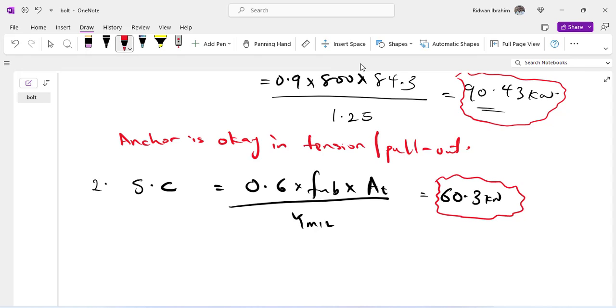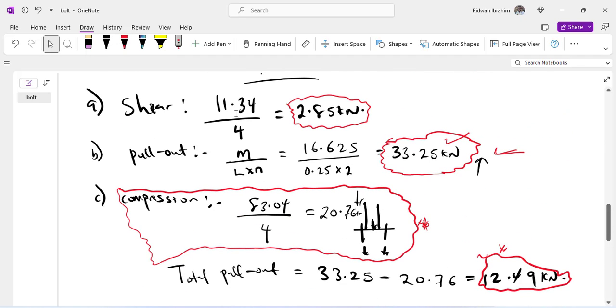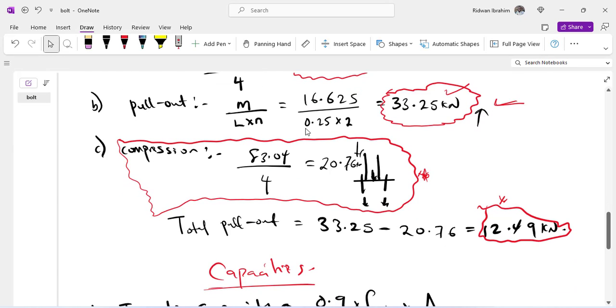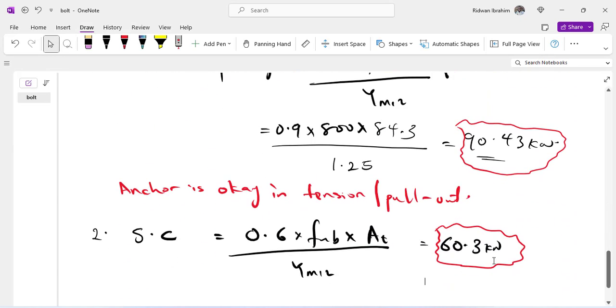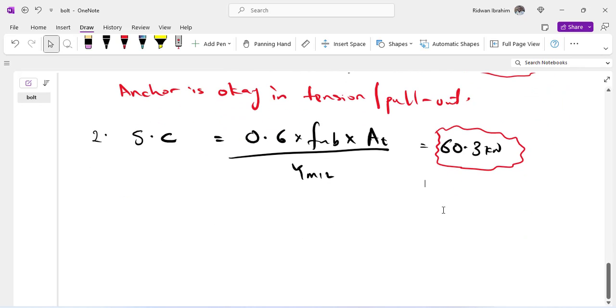So now you compare your shear force to your shear capacity. So what's our shear force? Our shear force is 2.85. So 2.85 is very low compared to 60.3. So you can also say that your anchor is okay in shear.